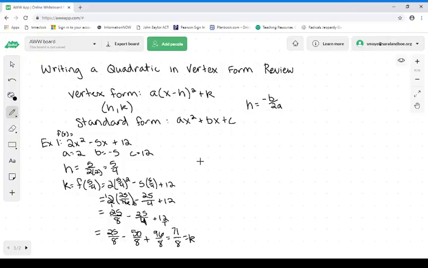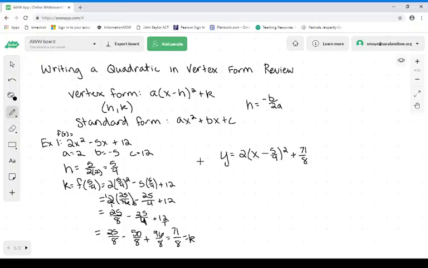So, vertex form, I'll just say y equals a, we're just plugging in to the formula. (x - h), so minus 5/4, squared, plus k, so plus 71/8. So again, -b/2a using this formula here, and then taking that value, plugging it into the equation that we were given, and then filling in our formula.